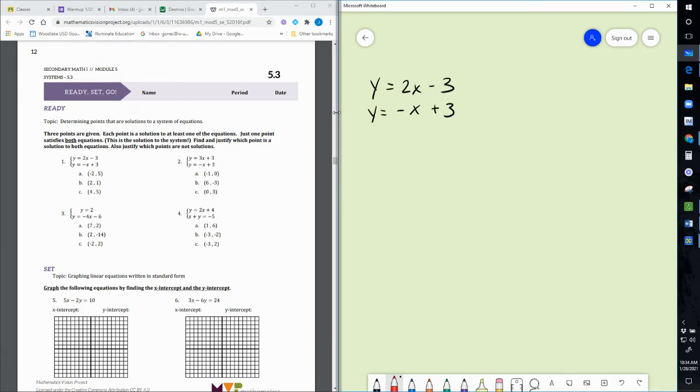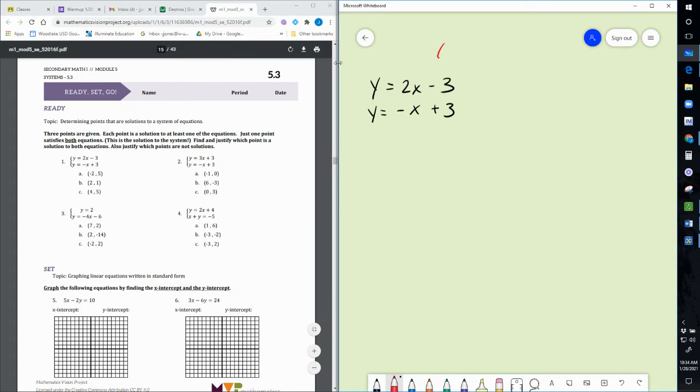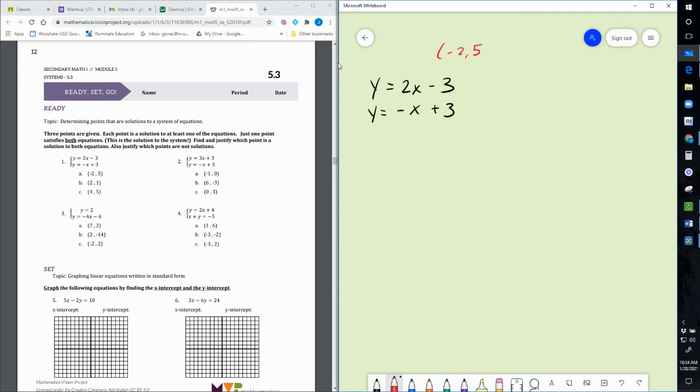Let's start from the top where it says a point negative 2, 5. We want to see if negative 2, 5 fits both of these equations. So I'm going to start with this top one. This is my x, this is my y. That's where you plug in. On the top equation, it says y equals 2x minus 3. So we're going to say 5 equals 2 times negative 2. Anytime you plug something in, you always put it in parentheses, minus 3. Now we just solve it.